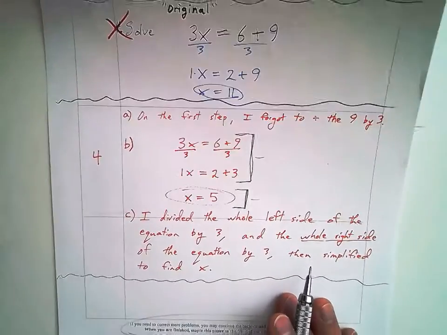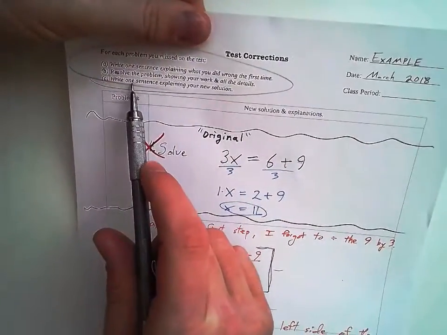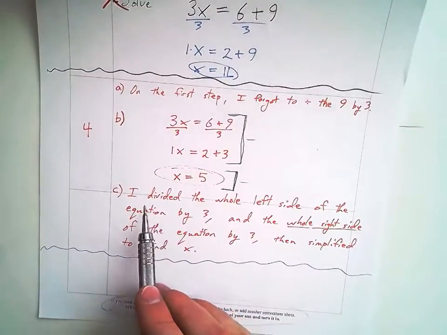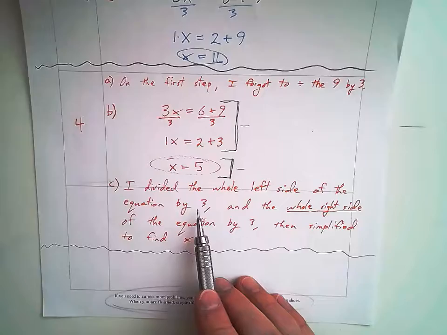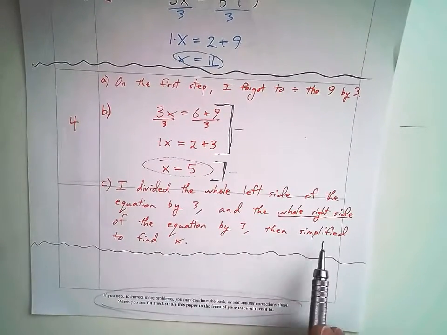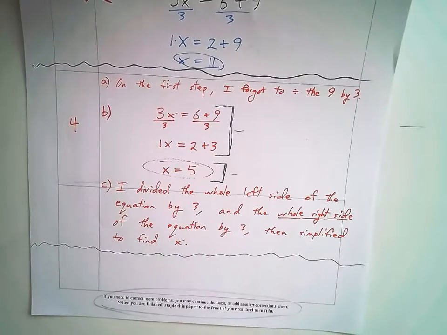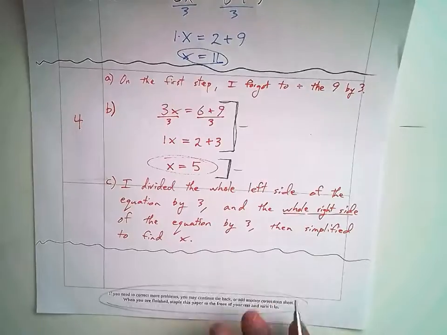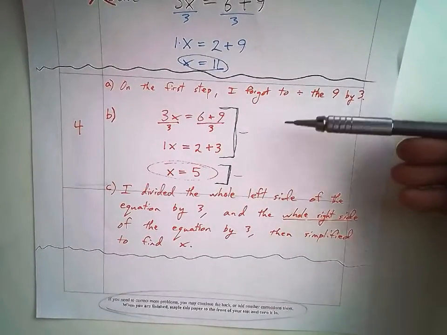Okay, then part C, write one sentence explaining your new solution. So I said I divided the whole left side of the equation by 3 and the whole right side of the equation by 3, then simplified to find x. Okay, nice and sweet. Don't forget to do your sentences.